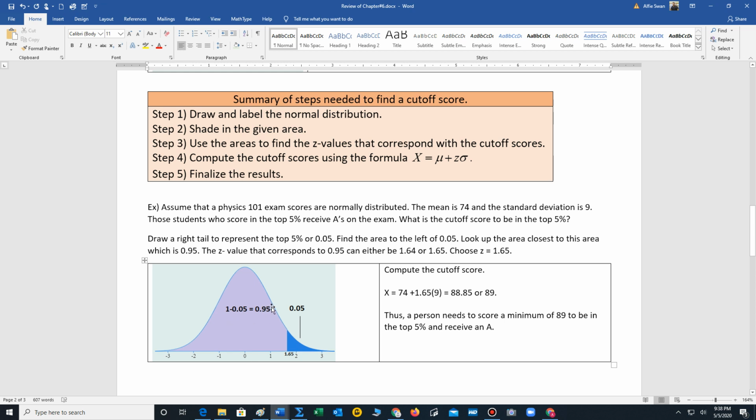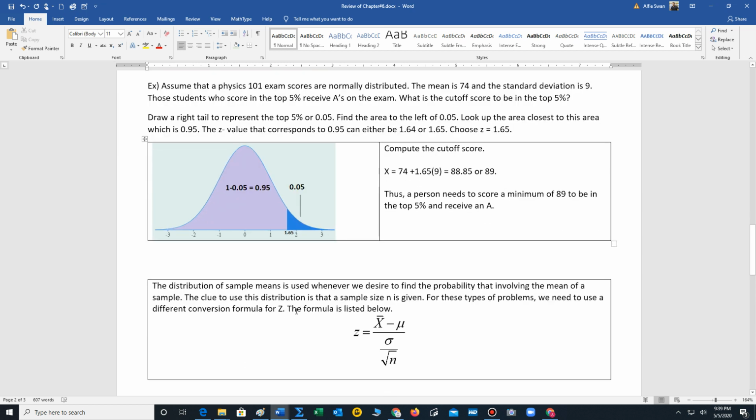So what we now do is we look up 0.95 in our Table E, and we find that the z-value will be 1.65. Then we're ready to compute the cutoff score. Using our cutoff score formula, the mean is 74, the z-value is 1.65, the standard deviation is 9. We calculate this, we end up with 88.85, which rounds to 89. Thus, a student will need to score 89 to receive that A in this Physics 101 course.